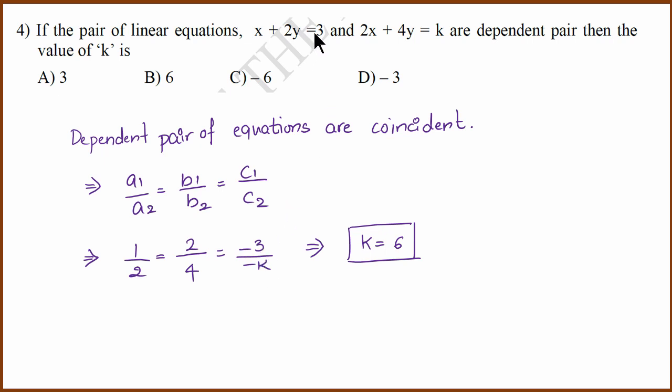Minus 3 by minus k, because when this 3 comes to the left hand side, it becomes minus 3. Similarly, when k comes to the left hand side, it becomes minus k. So k equals 6 is the correct answer. If you solve, you get k equals 6. Correct answer is B.